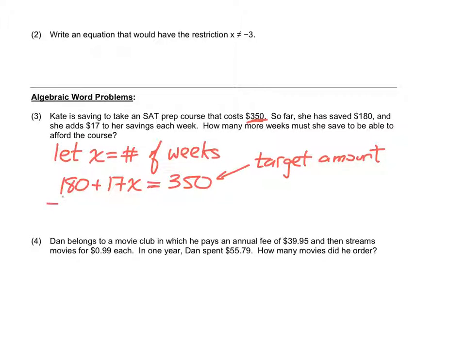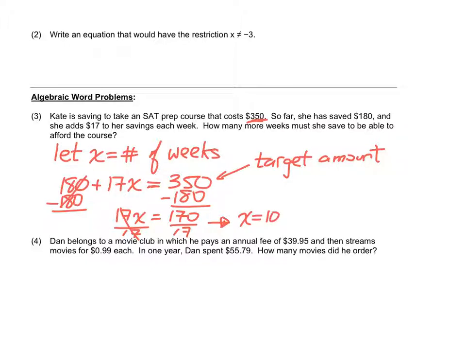All right, so I'm going to knock off the 180. What's 350 minus 180? 170. It sure is. Then I divide by the 17. So X is going to be equal to 10.